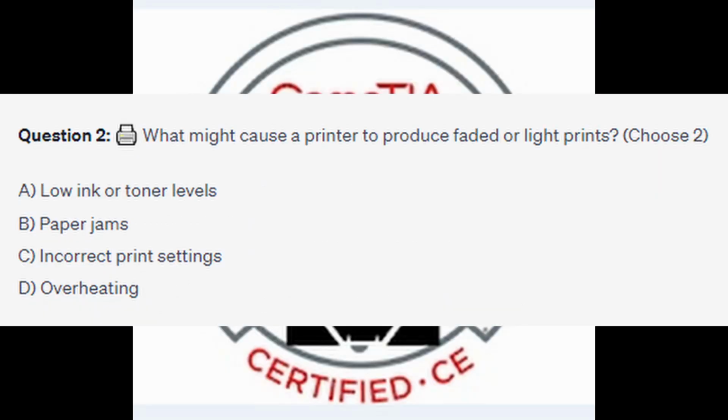And for the next question of our exam, question number 2. And the question states, what might cause a printer to produce faded or light prints? Choose 2. Is it A, low ink or toner levels? Is it B, paper jams?